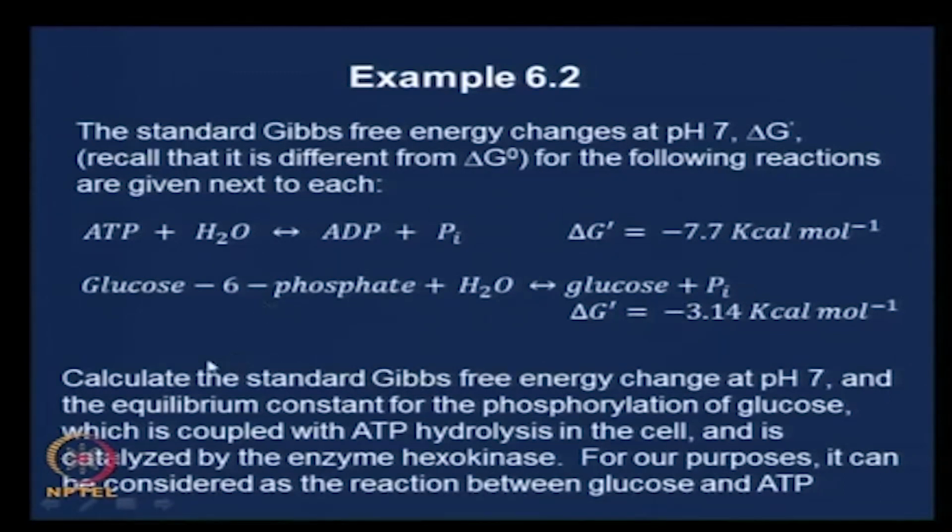Now the question here is, calculate the standard Gibbs free energy change at pH 7 and the equilibrium constant for the phosphorylation of glucose, which is coupled with ATP hydrolysis in the cell. It is a coupled reaction, the phosphorylation of glucose and ATP. If you recall, that is one of the first reactions in glycolysis and is catalyzed by the enzyme hexokinase. For our purposes, it can be considered as the reaction between glucose and ATP. Just take it as a reaction between glucose and ATP.